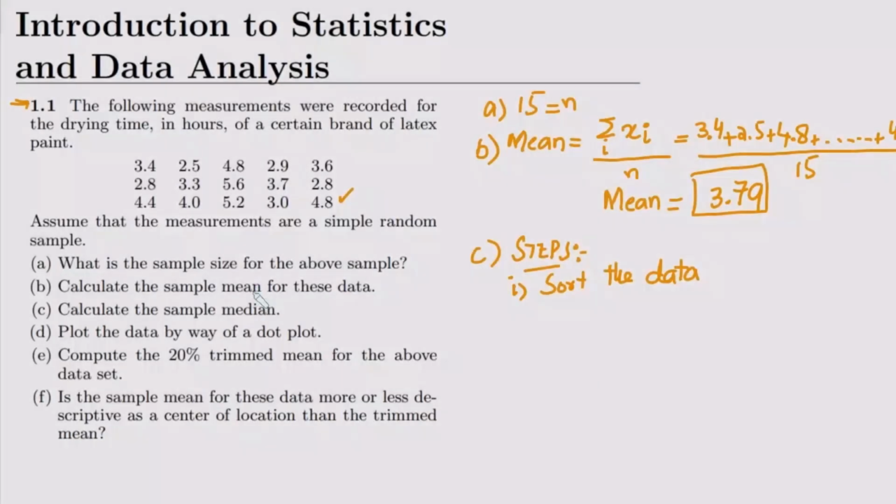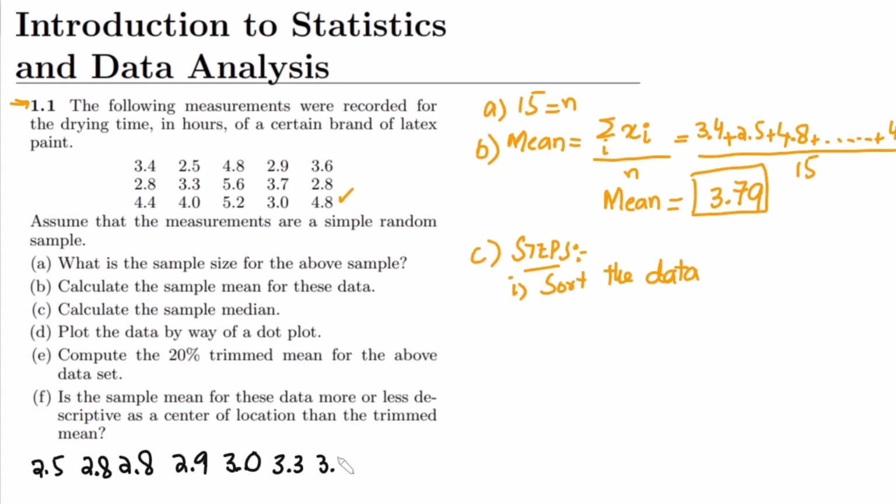So the sorted data I have is 2.5, 2.8, 2.8, 2.9, 3.0, 3.3, 3.4, 3.6, 3.7, 4.0, 4.4, 4.8, 4.8, 5.2, and 5.6. So this is the sorted data.